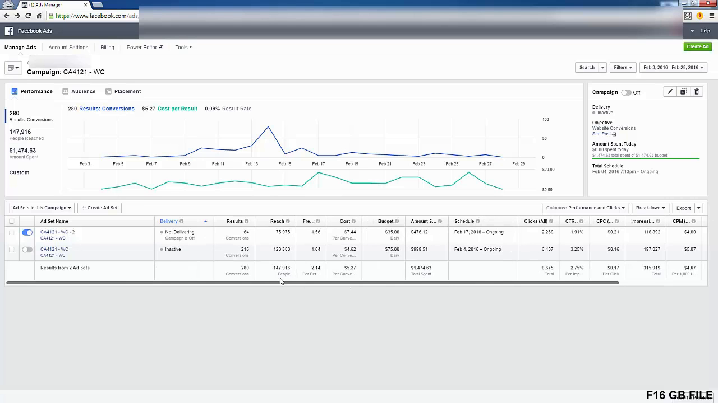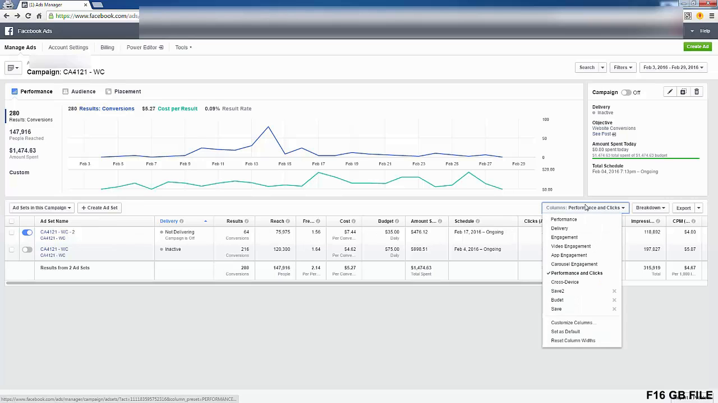So take advantage of this. This is right inside your Facebook ads account. All you need to do is go to Manage Ads, click on any campaign, click into the campaign. So here's my campaign, CA4121. I just have some weird naming conventions. You could have your own naming conventions, however you want. But this is where you'll find all of that data, and you can customize all your columns, right?